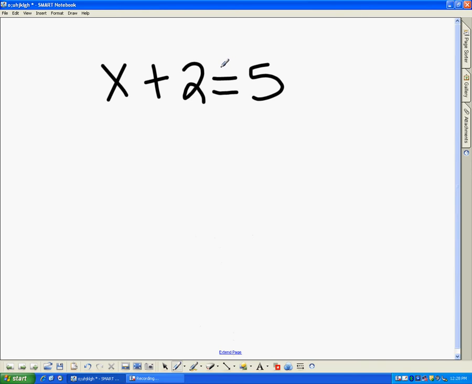So with this problem, we have two sides of the equal sign. We have this left side over here, and we have the right side. And the idea is whatever you do to one side, you have to do to the other. The other idea here is that you isolate the variable, meaning you get the variable by itself. So the answer is just x equals some number.